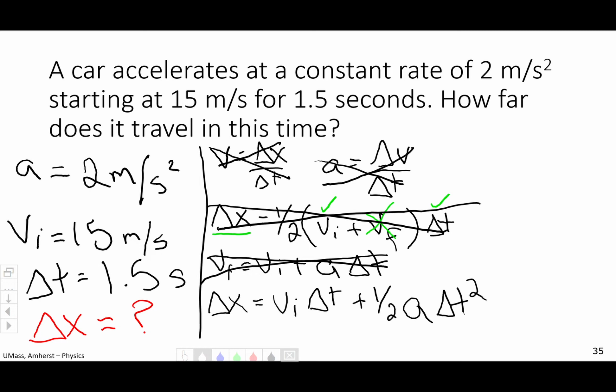So we're left with one final formula. Let's just make sure we have everything we need. vi, yes. Delta t, yes. a, yes. Delta t again, we still have it. And it solves for delta x, which is what we want, so we're going to go ahead and move forward with this formula.